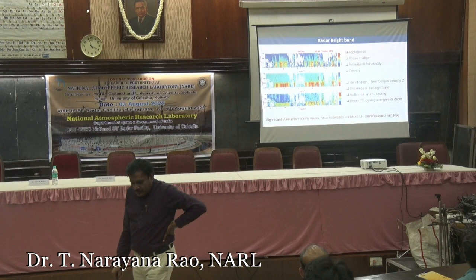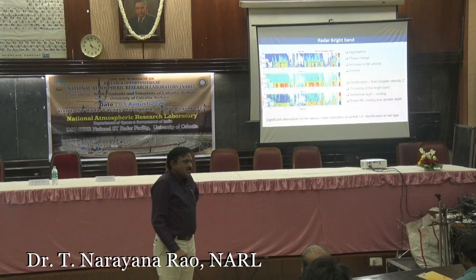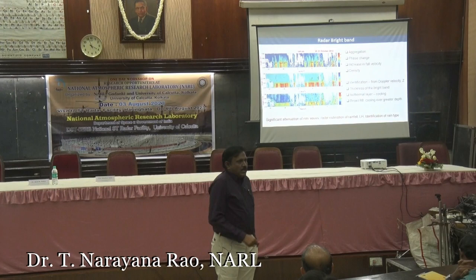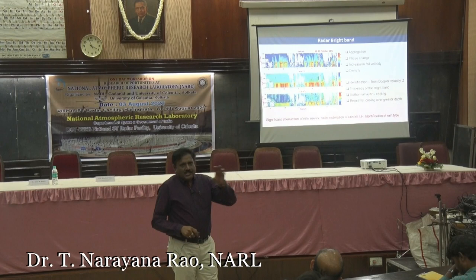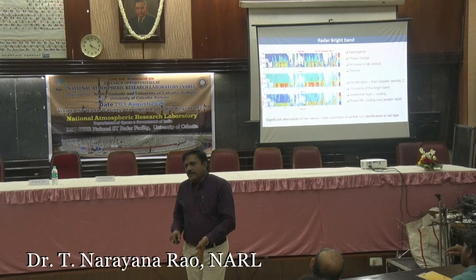This is one of the important factors. I told you that we can use this radar to classify precipitating systems, what type of precipitating system it is. For that, people use whether the radar bright band is present or not. If the radar bright band is present, then they call it stratiform rain. If otherwise a strong reflectivity is there, then they call it convective rain.